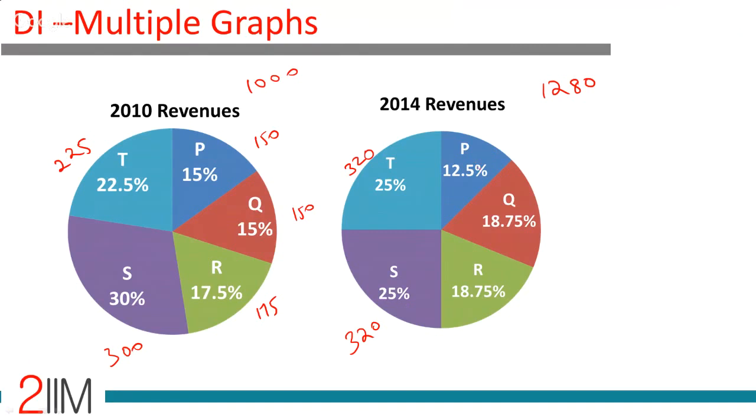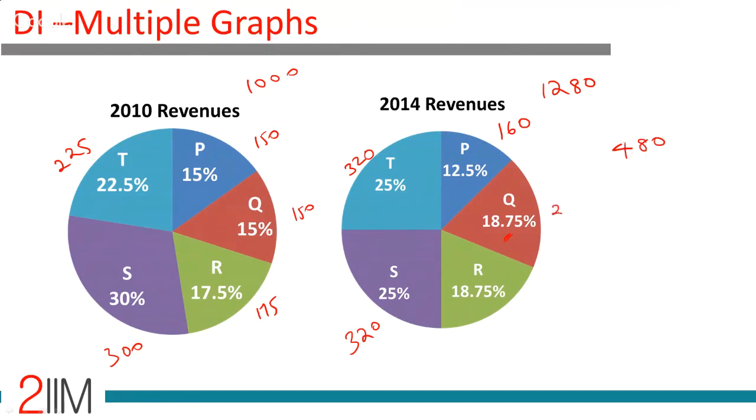This is 12 and a half. 12 and a half is 1/8 of that 160. I don't really know 18.675 as a percentage, as a fraction. So I'm going to add these two. 320 plus 320 is 640. 800 are gone. We have 480 remaining.